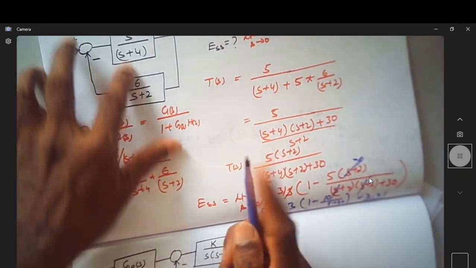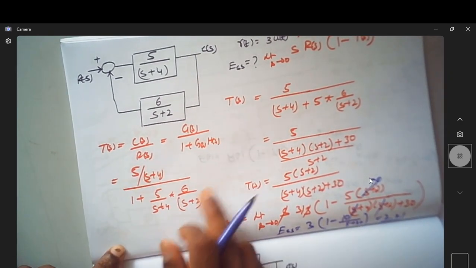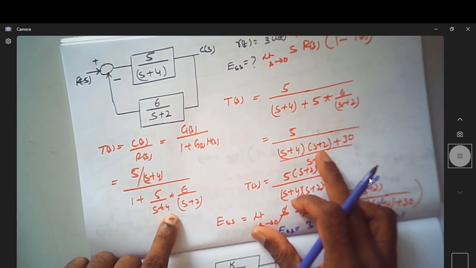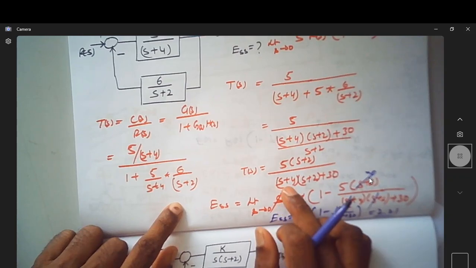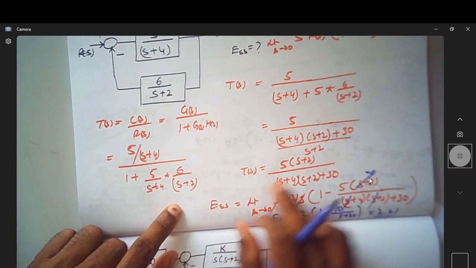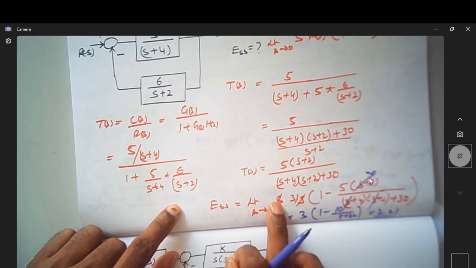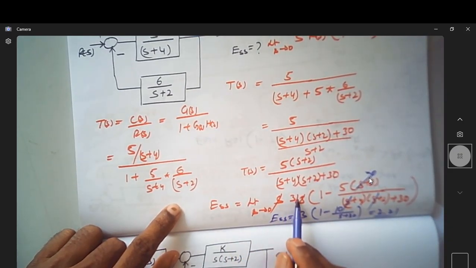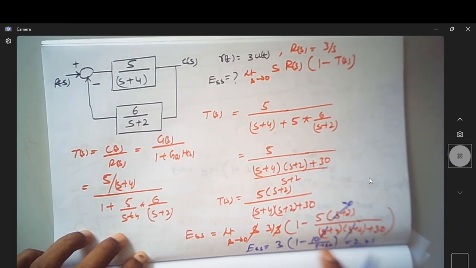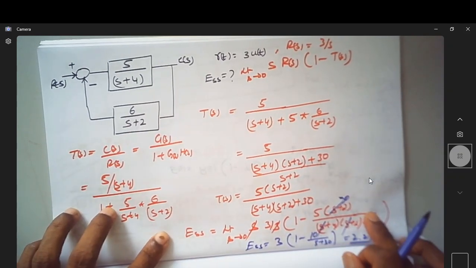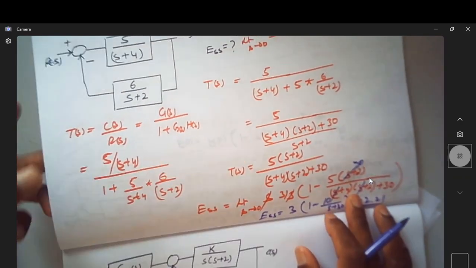Now since this is the block diagram given, I need to find the transfer function of this. Even upon simplifying, you'll get the same thing here. So this is what I'm having: 5 into (S plus 2) by (S plus 4) into (S plus 2) plus 30. Substituting this as T(s), it is 1 minus T(s), and of course it is S into 3 by S, because this is a step signal of amplitude 3. So upon simplifying, I got an error of 2.21. So this is a finite error for a step input.